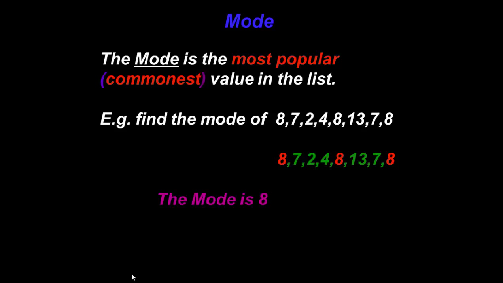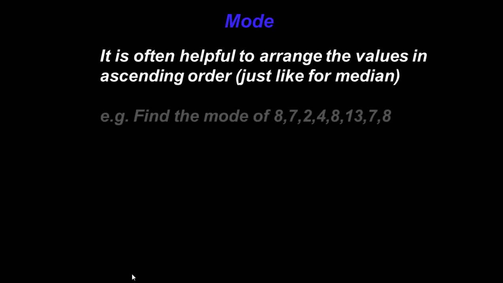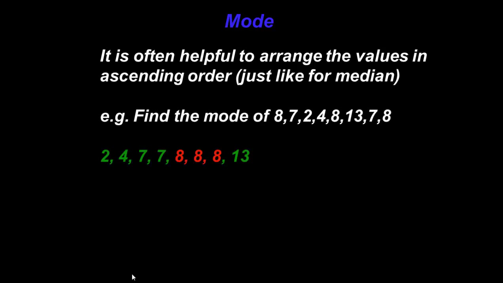Now that's easiest to spot with a small data set. As the data sets get larger, it becomes more difficult to pick out the commonest value. Now one good way of doing it, if you're doing this by hand, is, as with the median, to arrange your values in ascending order, and that way any duplicates are clustered together. So here, for example, I put them in ascending order, and you can see your 7s have occurred twice together and your 8s have occurred 3 times together. You can pick out the mode that much more readily.